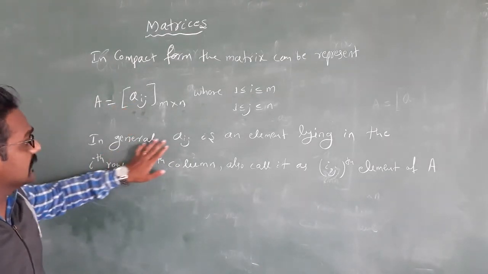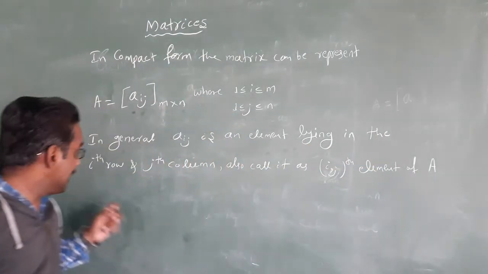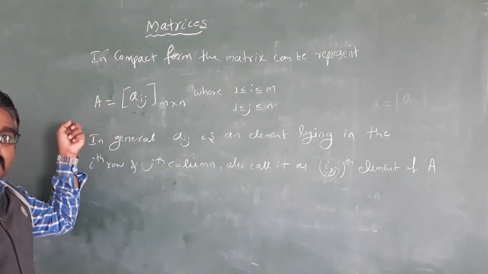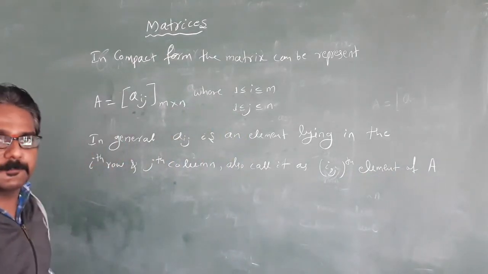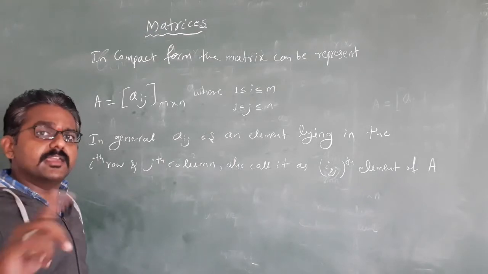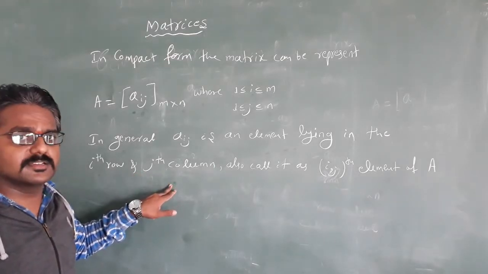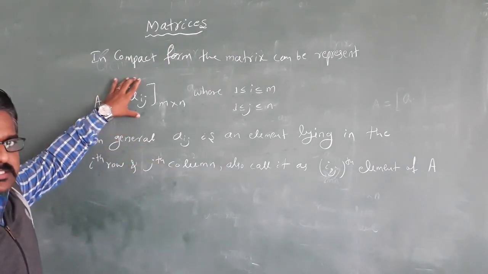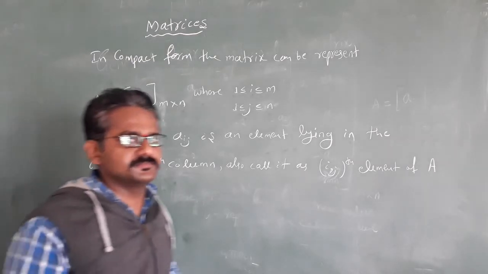Okay. In general, aij is an element lying in the ith row and the jth column of the given matrix. Also, we can call it the (i, j)th element of A. Whenever you mention a single element of the given matrix, it always lies in the ith row, jth column. Got the point? Ith row, jth column. So, this is the compact representation of the given matrix. Just note it down.